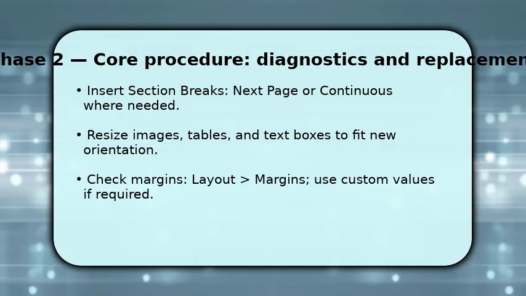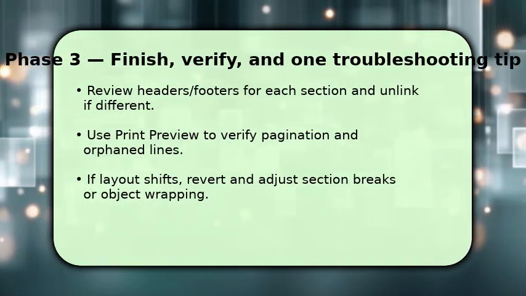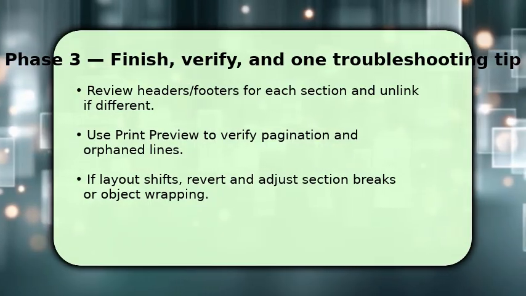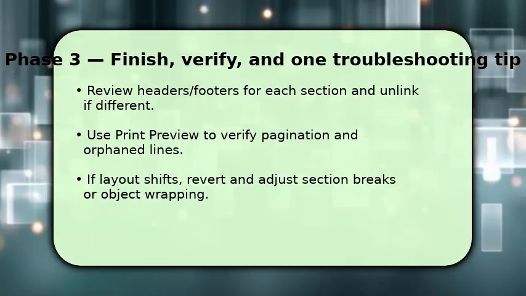To finish, review each section's headers and footers. Unlink them when they must differ, so page numbers and titles stay correct. Use Print Preview to confirm pagination and ensure no orphan lines or clipped objects remain.